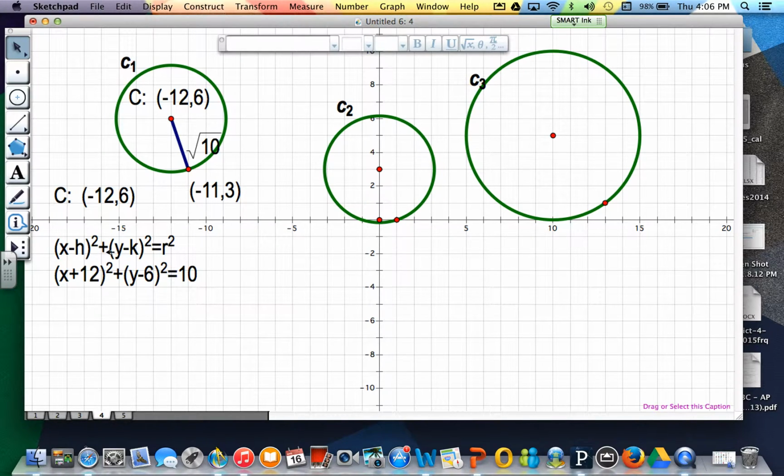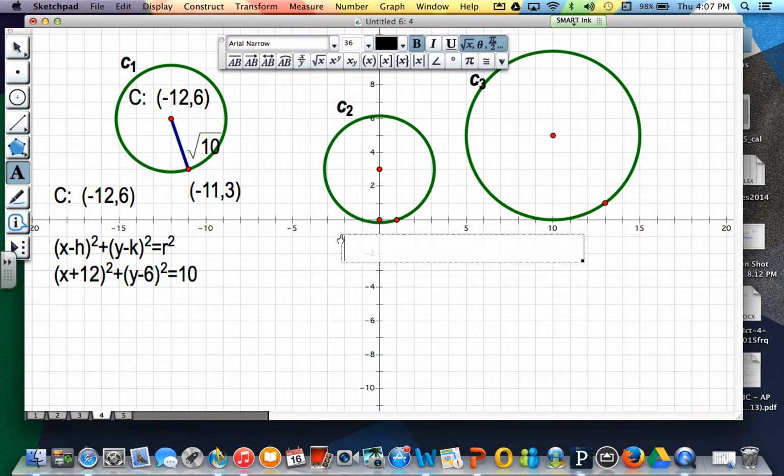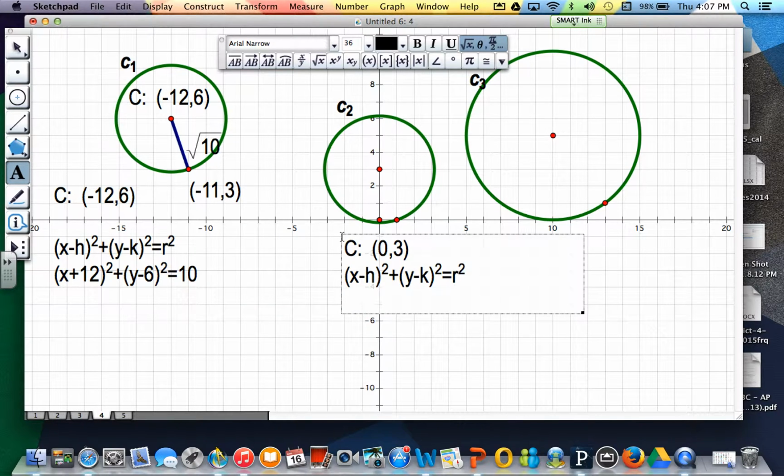Now, can you see that this circle that I'm selecting here is congruent to this circle here? So we have the same radius. We just need to identify the center. So the center here is (0, 3). So the equation of my circle would be what? I have x minus 0. Well, x minus 0 is x. And y minus 3. So I'd have x squared plus (y minus 3) squared equals that beautimous 10.